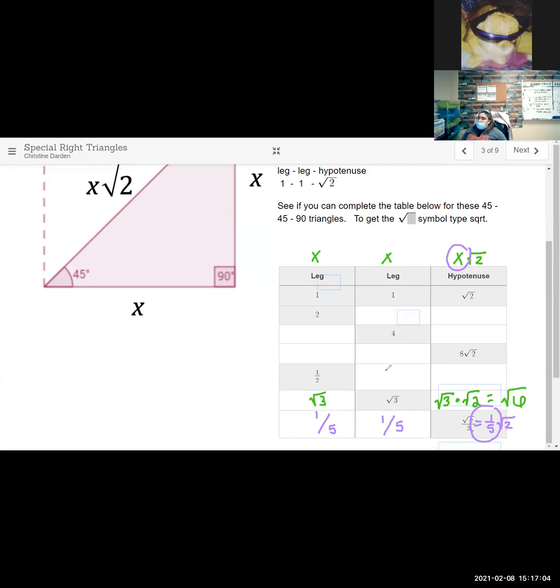Going back to the third row, if one leg is a half, then the other leg is also a half. Use your slash. Therefore, the hypotenuse can be written as a half times the square root of 2. x is important. x represents the length of the leg in these triangles.